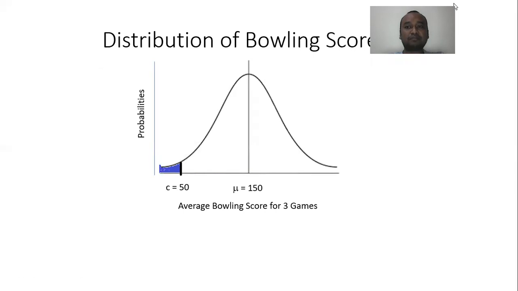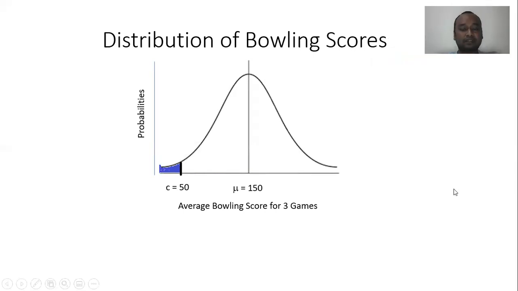This is the distribution of bowling scores. The x-axis is the average bowling score for 3 games, and you can see here the cutoff point now is 50, and the shaded area is the rejection area. You can see it's smaller than before. So the probability to reject is quite small compared to the probability of rejecting Simon that we saw before.